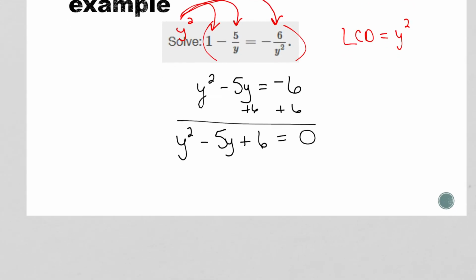And now I need to factor this. So I'm going to factor this to be y minus 2 and y minus 3. Does that make sense? They have to multiply to be positive 6, but they have to add up to be negative 5. Now I take each of these factors and I set them equal to 0.